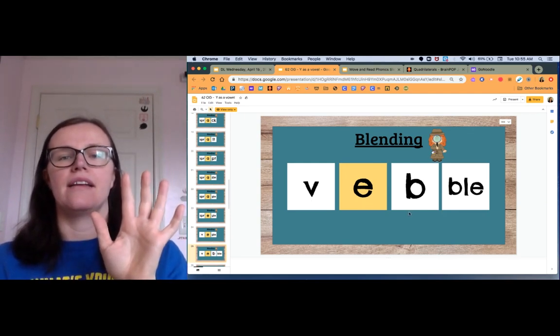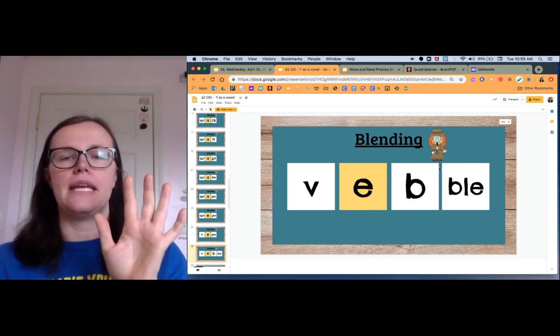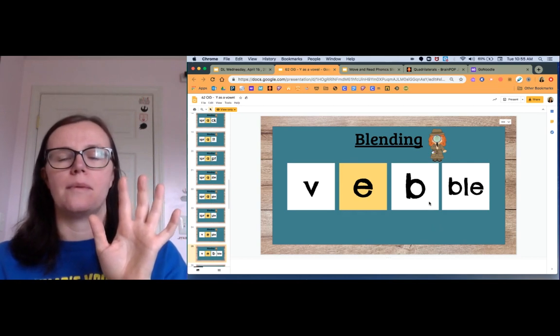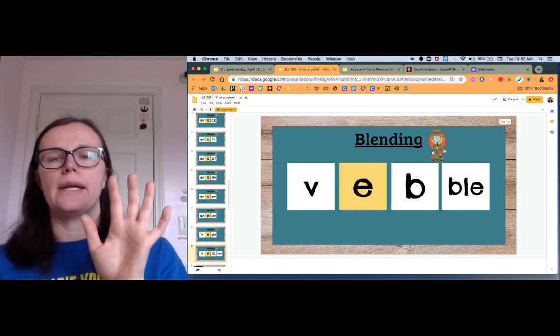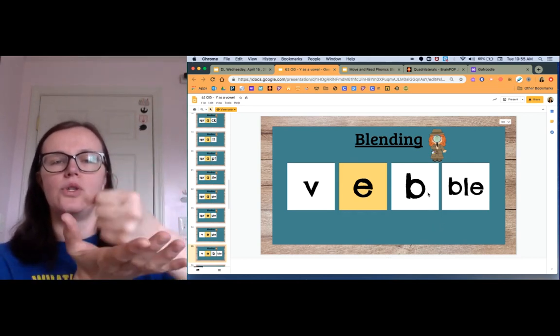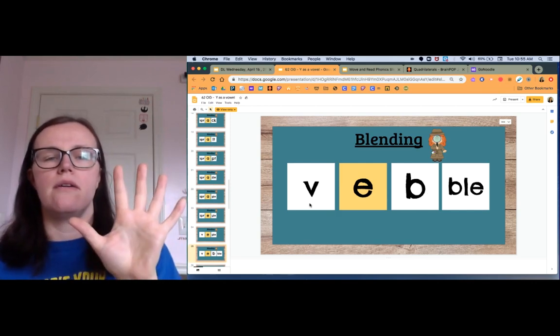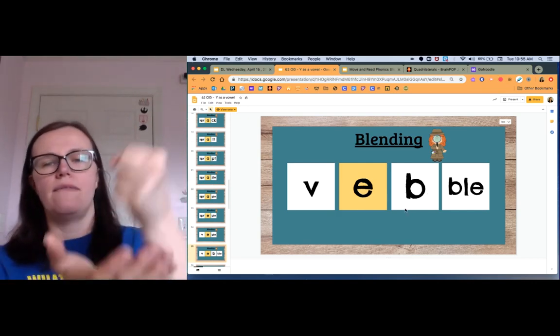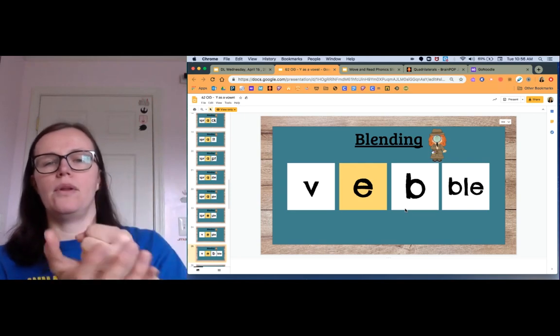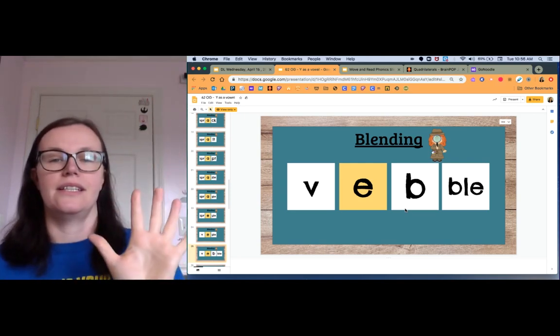Ooh, I see a double B. So what am I going to do for my syllables? I know I'm going to have to divide that, so this is going to be a two-syllable word. So here we go. Eb, veb, bull, vebble. Vebble is not a word.